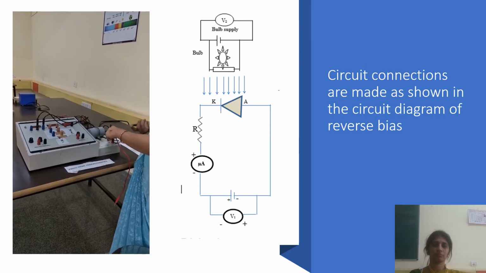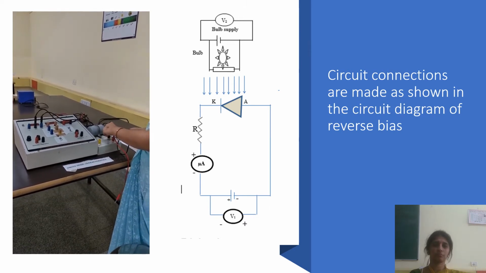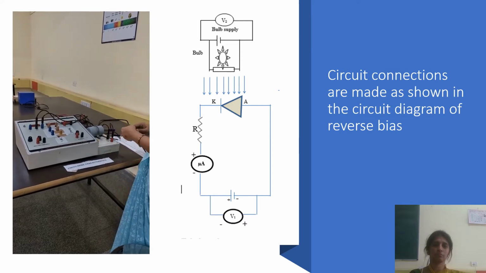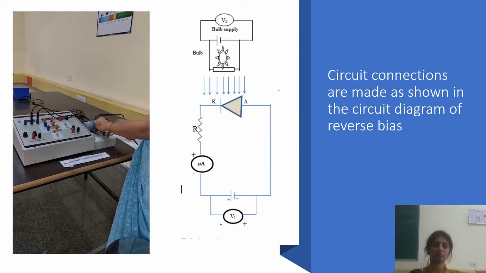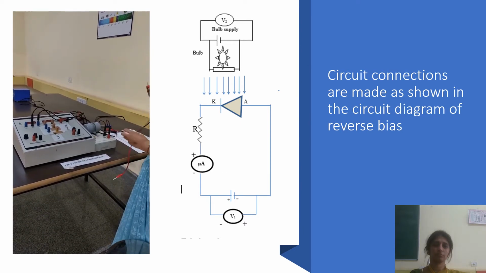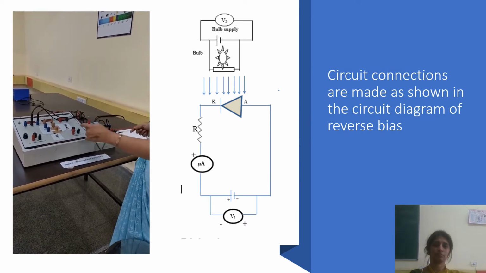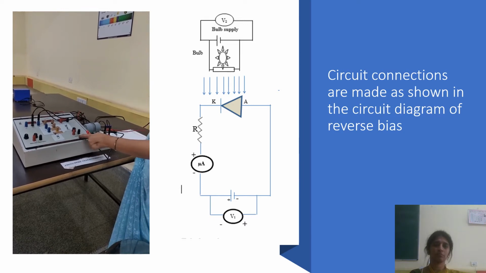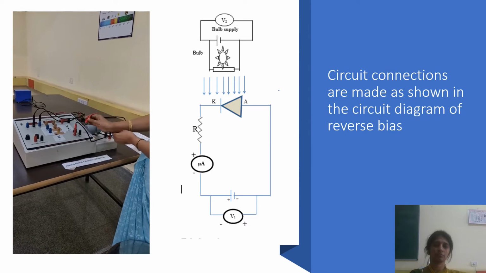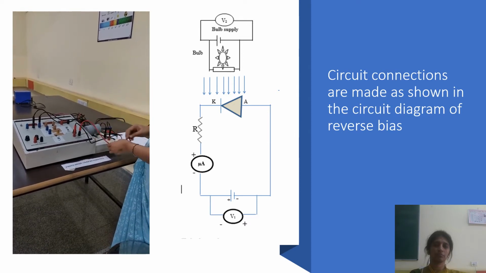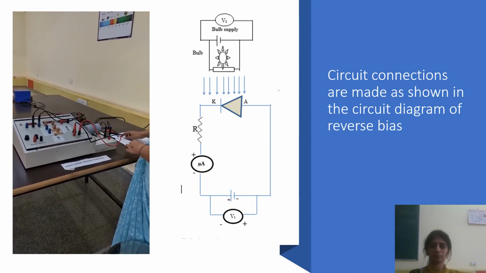Using V2, and for this we need to supply a current supply. So for that let me take two leads from here. Those are connected to the bulb supply. You can see here there is a bulb supply on the board. The positive must be connected to positive, and the negative must be connected to negative. So this is the bulb flow circuit.